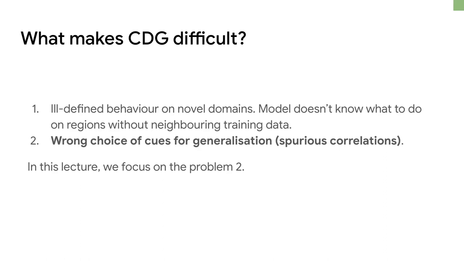The second factor is that maybe by training on the existing domains, the model picks up some cue which is not essential for the task. We call these spurious correlations. And this is something we can perhaps address better by making the model choose the right cue. Because the first one is something that is not fully controllable, I like to focus more on problem two, which is more controllable.